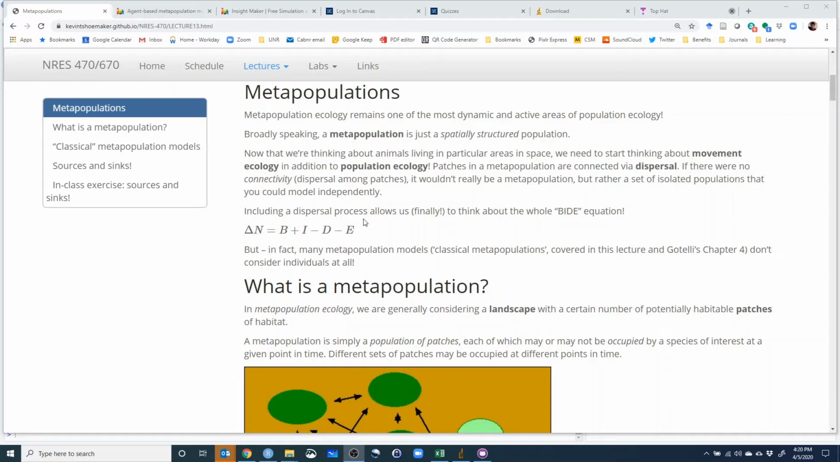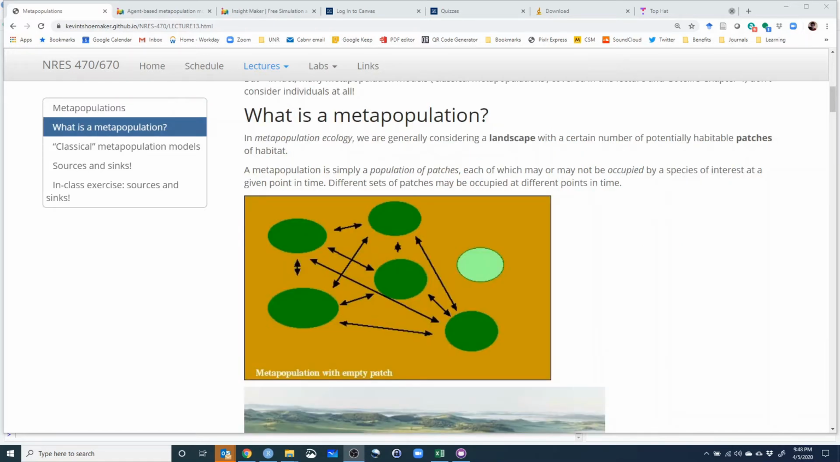That is kind of the full definition of population dynamics. We've ignored immigration and emigration up till now, but now we can start thinking about immigration and emigration. Let's get a little more explicit. In metapopulation ecology, we're generally considering a landscape with a certain number of potentially habitable patches of habitat.